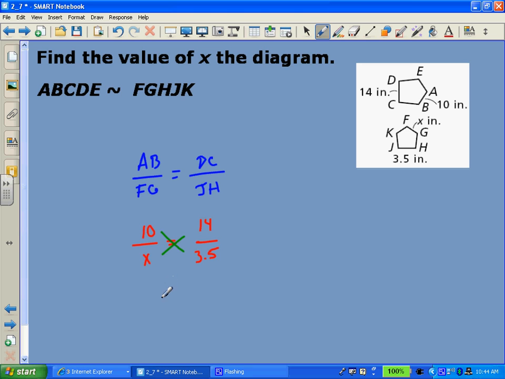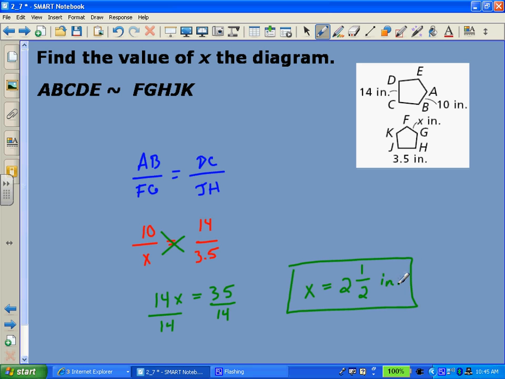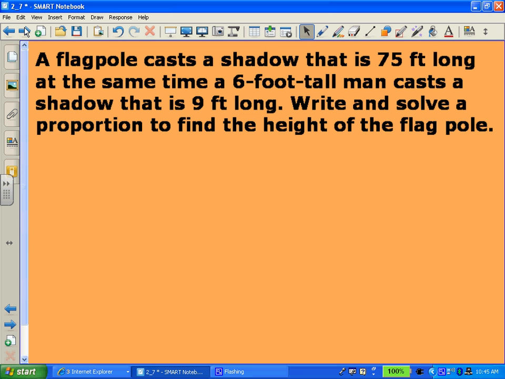So then again, all I have to do to solve this, cross multiply. So I have 14x equals 35. I'm going to divide by 14, and let's see, it goes in there twice with 7 left over, so 7/14 is a half. So FG would be 2.5 inches. Okay, so that'll be the first part of your homework, is taking two similar shapes and finding missing side lengths.